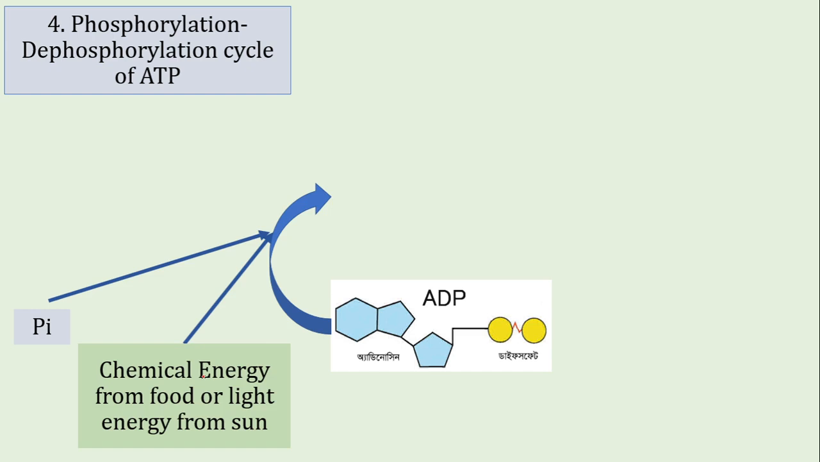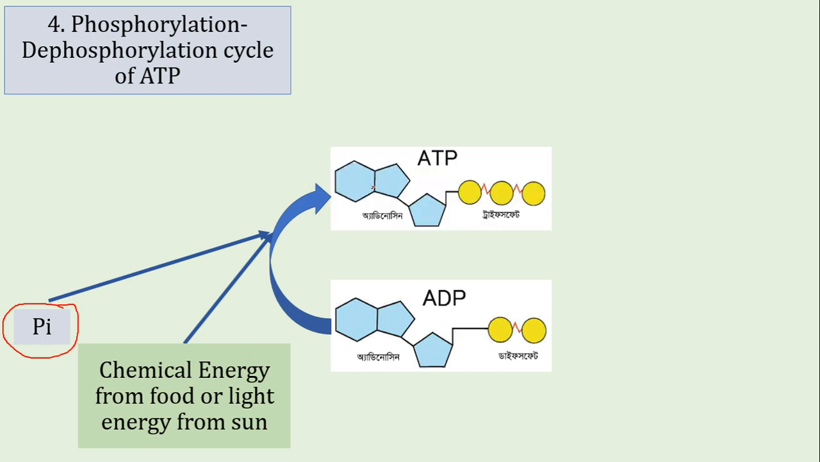When chemical energy is obtained from food, an animal cell uses the chemical energy from food. The breakdown of food releases chemical energy, and using this chemical energy it can attach a phosphate group, Pi, that means inorganic phosphate, with the ADP to form ATP.